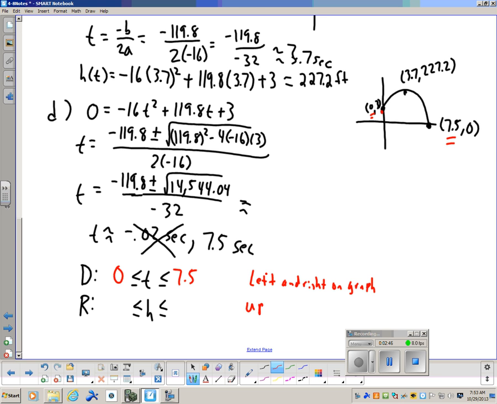For range, on the graph you want to look up and down, or down and up, I should say. So look down and up on the graph. The bottom of the graph is at 0, and the top of my graph is up here. So my range goes from 0 to 227.2. The ball's not going to go below the ground, which would be negative. It's going to land on the ground at 0.